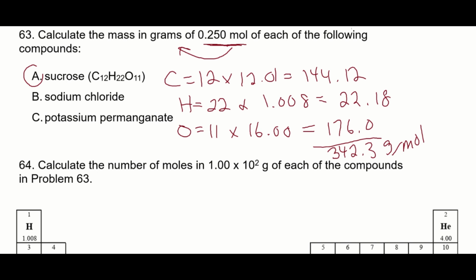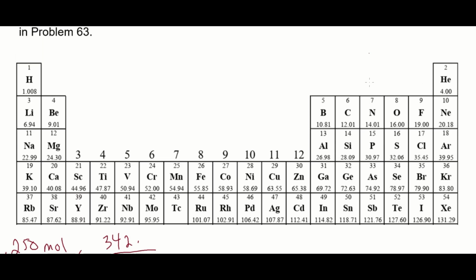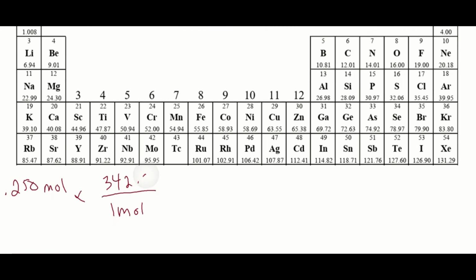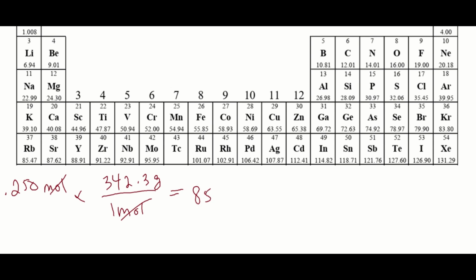And we did this so we can use it as a conversion factor to go from moles to grams. So let's start with what we're given, which is 250 moles. I'm sorry, it's 0.250 moles. And then we need to get rid of that. So put moles on the other side of our conversion factor, and it was 342.3 grams per mole. So our final answer is 85. We need 3 significant figures because we were given 3, so 85.6 grams of sucrose.